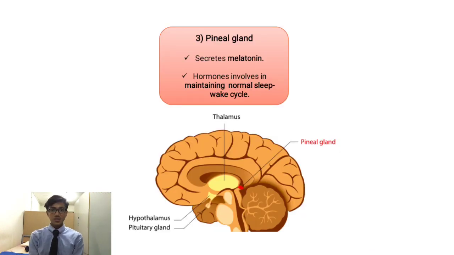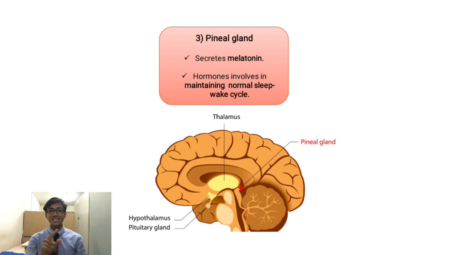Alright, we have reached the last structure, which is the pineal gland. It is in the diencephalon, in the epithalamus. The epithalamus consists of the pineal gland and the habenula. The habenula connects the limbic system to the midbrain. Later I will explain about the limbic system. Now, let's go to the pineal gland.